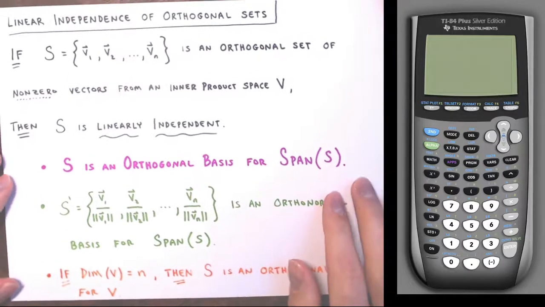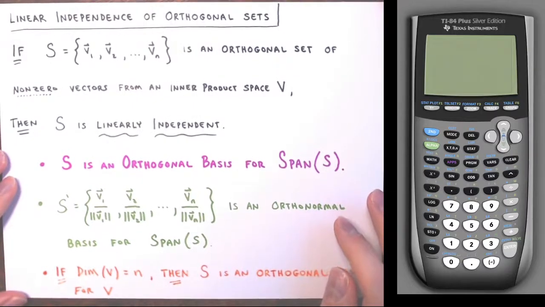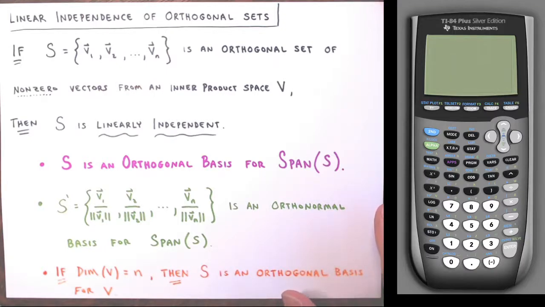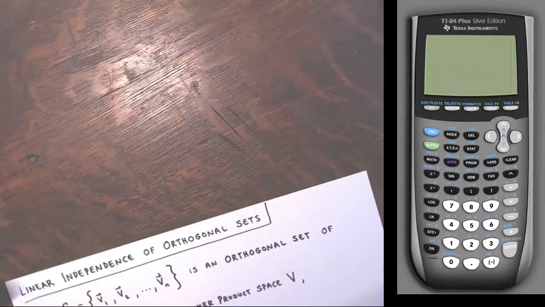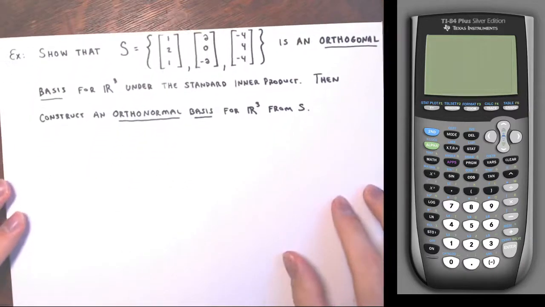Remember, every basis of a finite dimensional vector space has the same number of vectors. Keeping that in mind, every orthogonal set of non-zero vectors is independent, and if it has the same number of vectors as the dimension of the vector space, then that orthogonal set will be an orthogonal basis for that vector space.